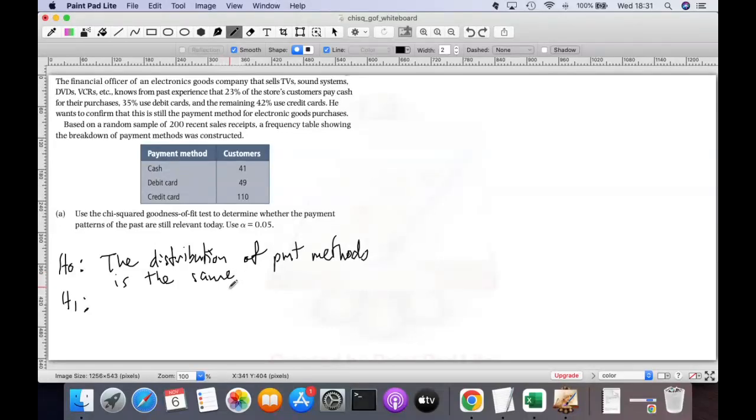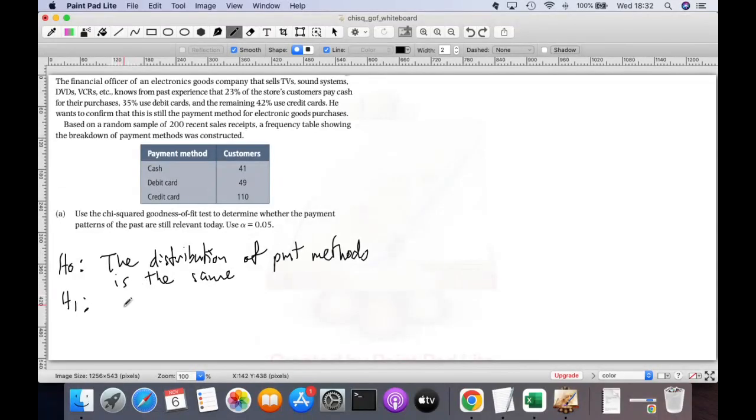H0 will always be the case where the distribution is unchanged. It's always the same. And you always need to specify in terms of the problem what you're stating for H0. So for us, it's payment methods. So don't just say the distribution is the same. Say the distribution of, for this example, the payment methods. So you'll say the distribution of payment methods is the same.